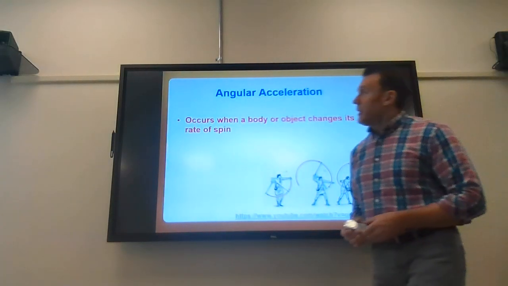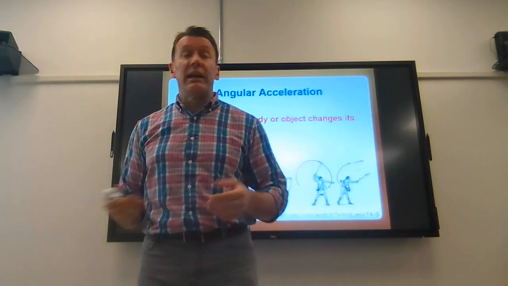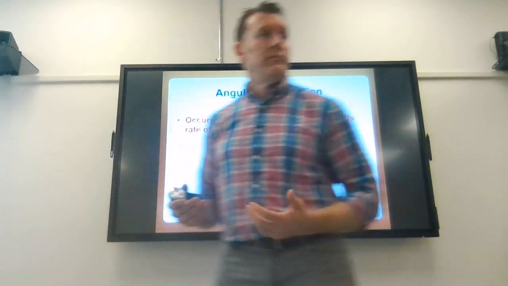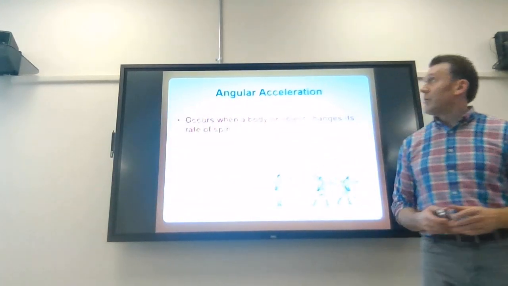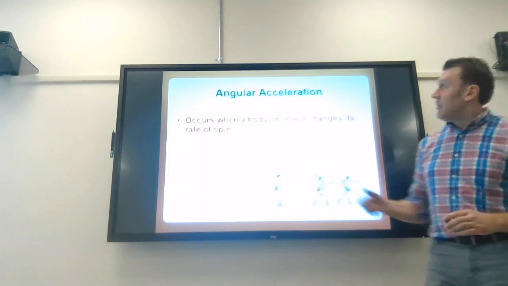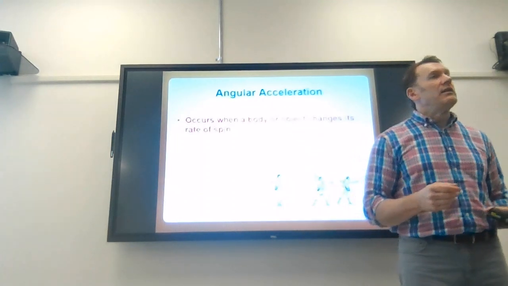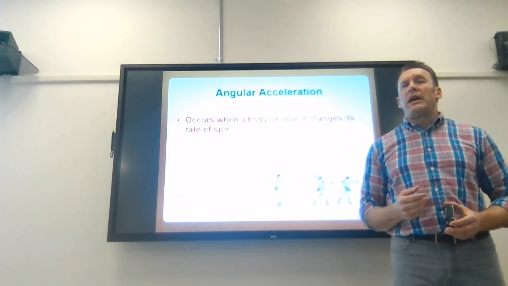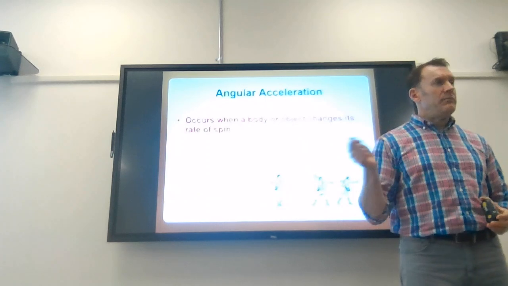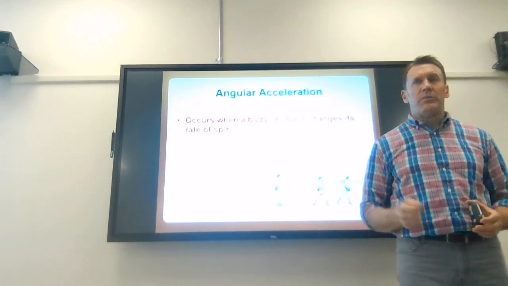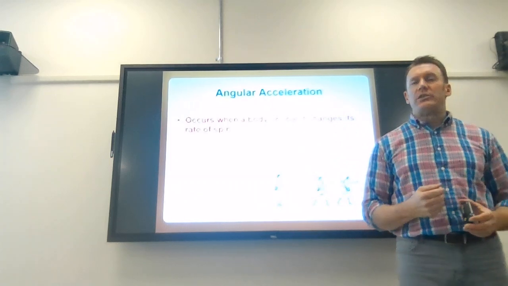Okay, so we're on the very, very last part. So kinematics, displacement, velocity, and acceleration. So now we're looking at acceleration from an angular standpoint. So looking at when a body or object changes its rate of spin. So if I have a weight on a string and I'm spinning it and I spin it faster, that would be angular acceleration.